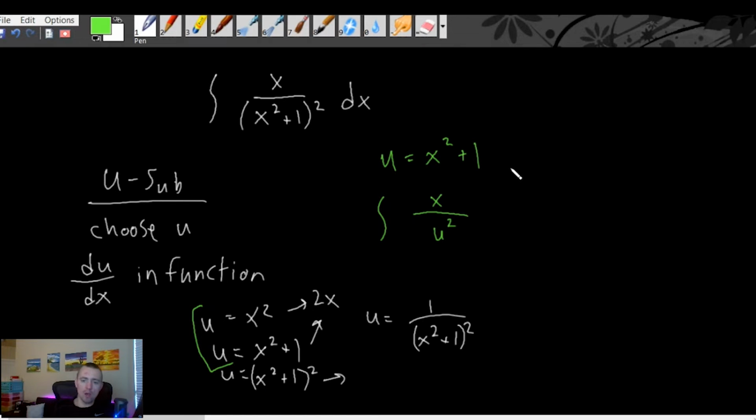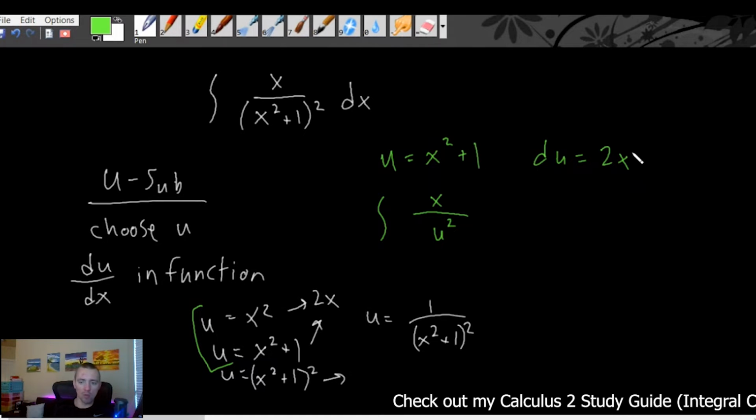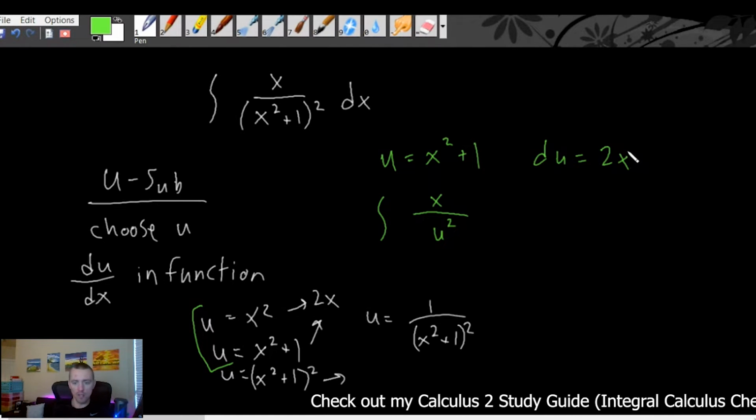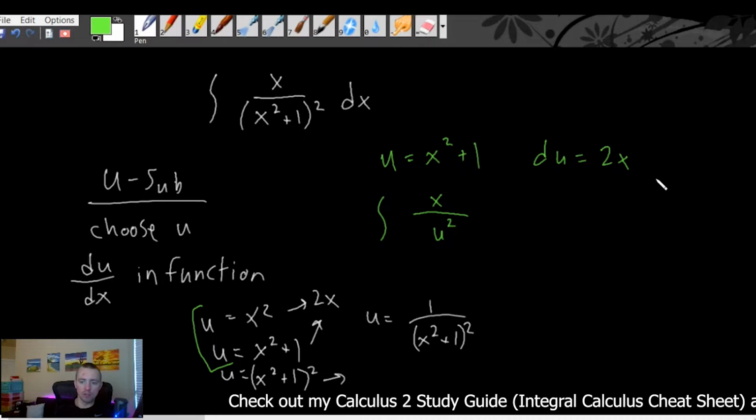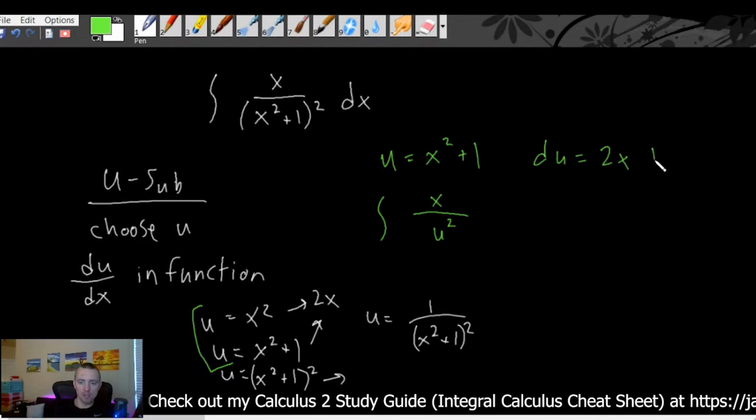So now that we have decided that our u is going to be this, we also need to figure out what is du. Well, du is just going to be the derivative of whatever your u is. So in this case, x squared plus 1, we can take the derivative using the power rule. The derivative of x squared is going to be 2x. We just bring our power down in front, lower the power by 1. x to the 1 is just x. And then the derivative of a constant is 0. So we're just going to get 2x dx.